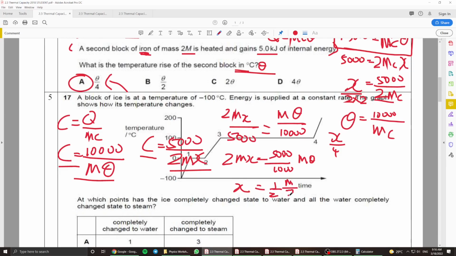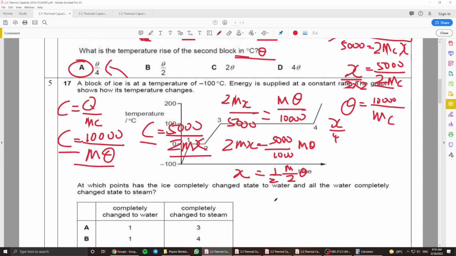times m over 2 theta here, which at the end of the day, sorry, no more m because the m's are going to cut. There will be no more m here. It will just be 1 again. So at the end of the day, x will still be equal to 1 over 4 theta here, which is yet again going to be A.